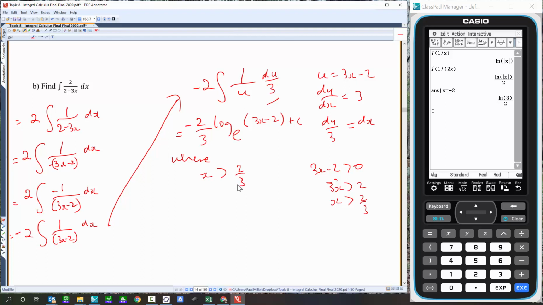Right, so completely different answer to the one we got last time, but in fact exactly the same. Let's see what the calc says. Shift that 2 over 2 take 3x.